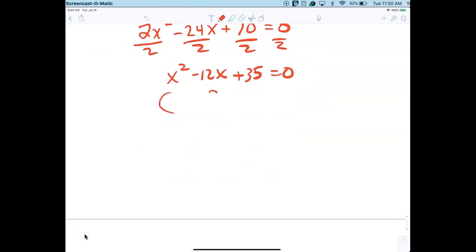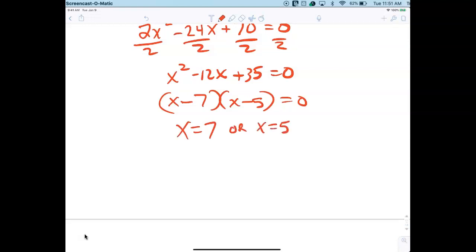So now what? I'm factoring, so what would it be? So x minus 7 and x minus 5. Everybody okay with that? So x could either be what? 7 or x could be 5.